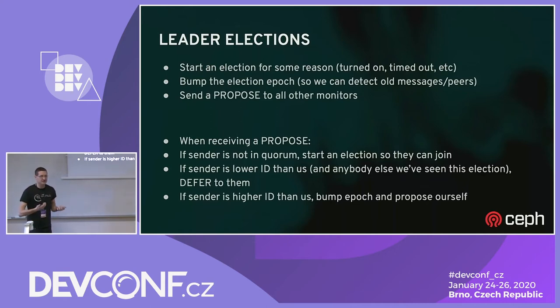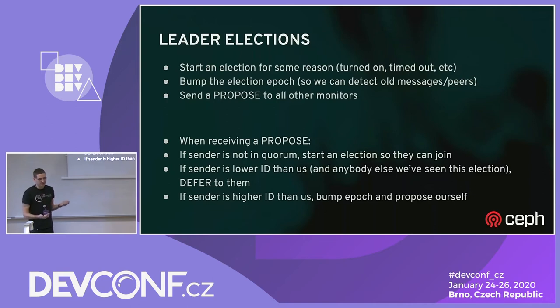Any monitor can decide to start an election, but it really only happens for a couple of reasons: either something times out or they turned on. When you decide to start an election, you send out a proposal to all the other monitors, and you tag it with an election epoch. This is just an increasing number that we can use to make sure that a message isn't old when we receive it. So for some reason, someone decided to send a proposal to the monitors, and they sent it to all the monitors they know about, whether those monitors are really alive or not. And then everything else is driven off of either timing out an election or off of receiving a propose or one of the other messages.